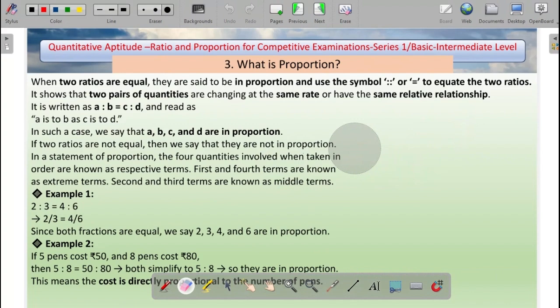Now, what is proportion? When two ratios are equal, they are said to be in proportion. And when two ratios are in proportion, then this symbol is used. This or this, this is equal. To equate two ratios, say 5 is to 3 is equal to 15 is to 9. So this means 5 is to 3 is equal to 15 is to 9. These two ratios are equal.